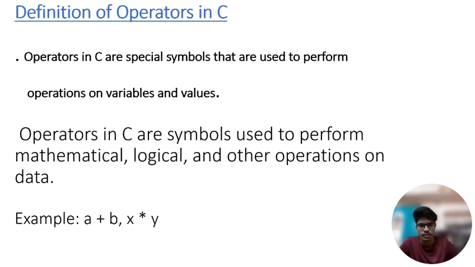Definition of operators in C. Operators in C are special symbols that are used to perform operations on variables and values. Operators in C are symbols used to perform mathematical, logical, and other operations on data. For example, sum and product of values.